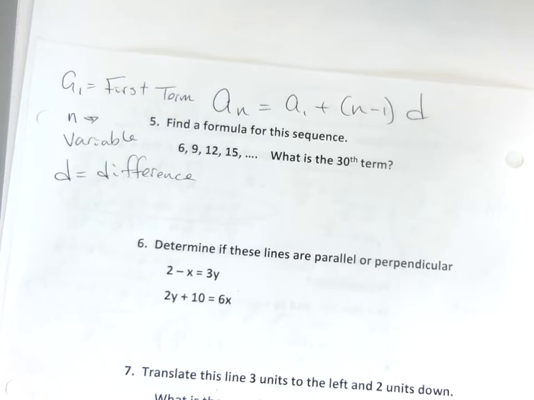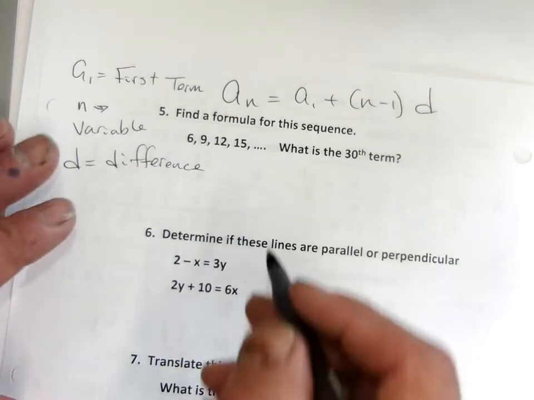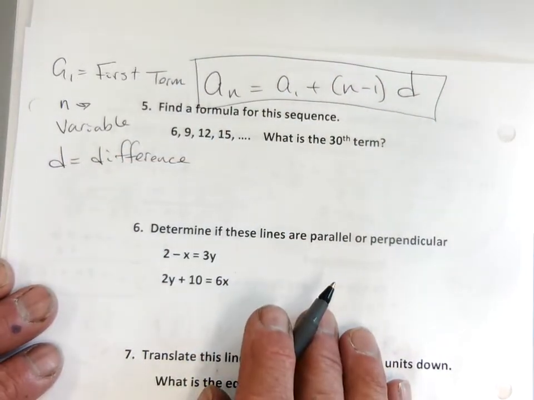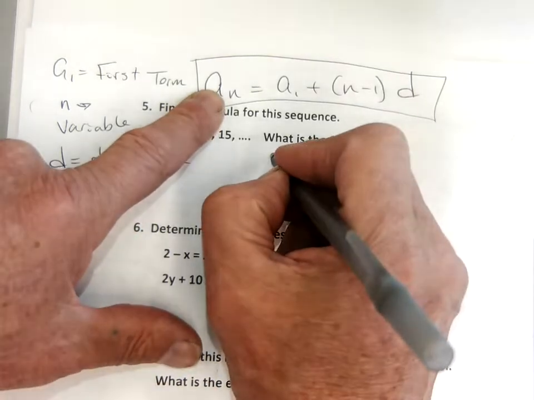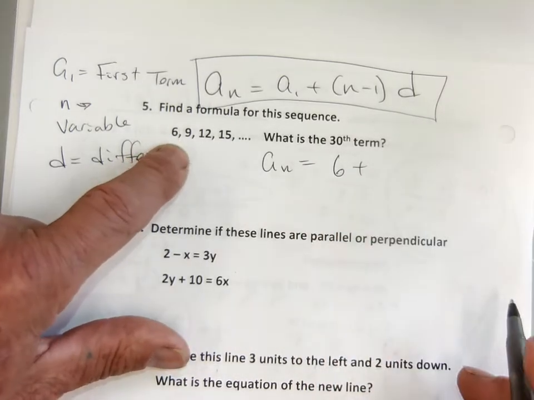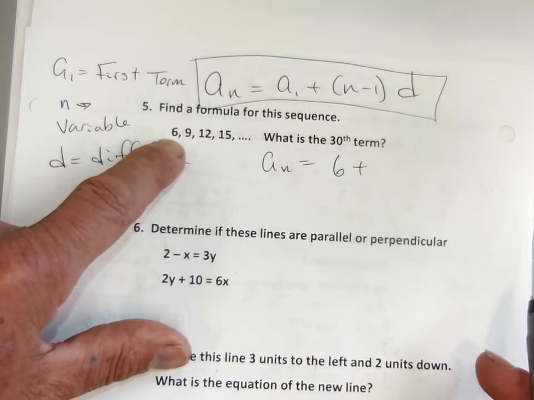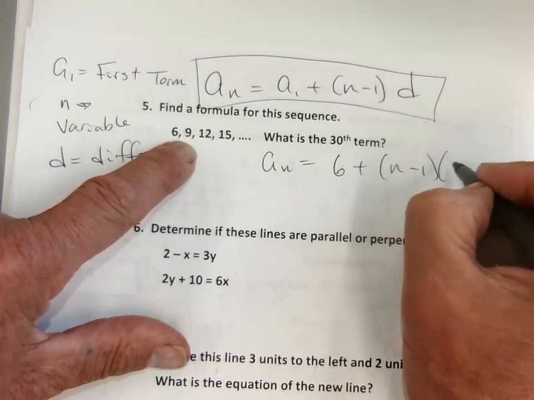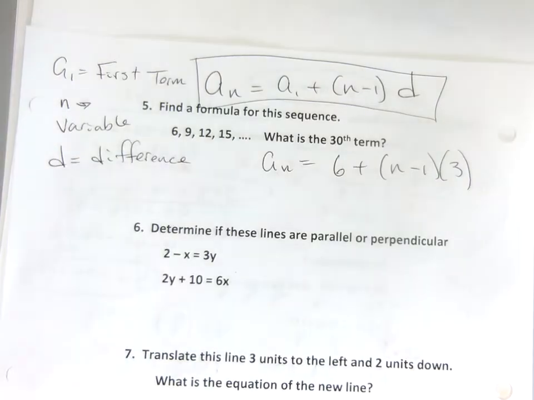So we need a formula. Using this formula, we're going to write this. It's actually pretty easy. We're going to write A of n equals 6. Where did I get the 6 from? Perfect. Parentheses n minus 1, that's your variable, times 3. Where did I get the 3 from? What's the difference between each number? 3. Isn't that easy? There's your formula, okay?